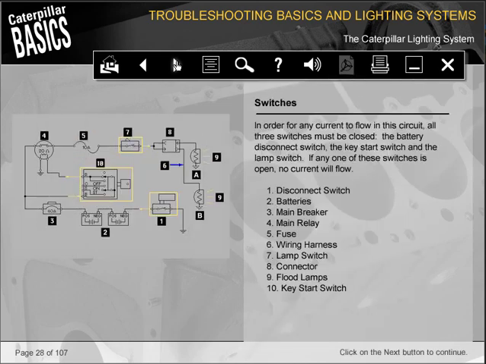In order for any current to flow in this circuit, all 3 switches must be closed: the battery disconnect switch, the key start switch, and the lamp switch. If any one of these switches is open, no current will flow.